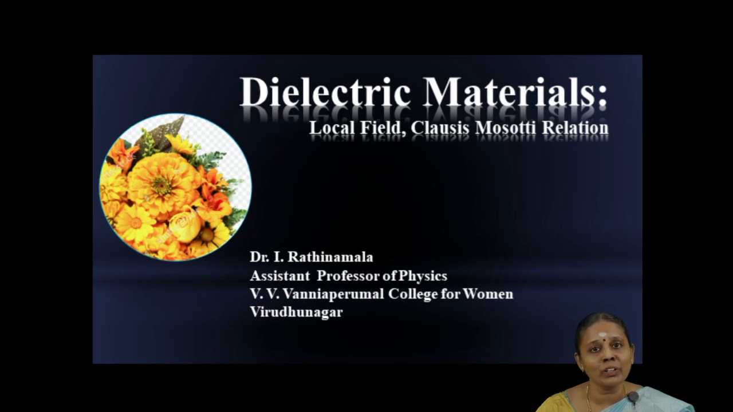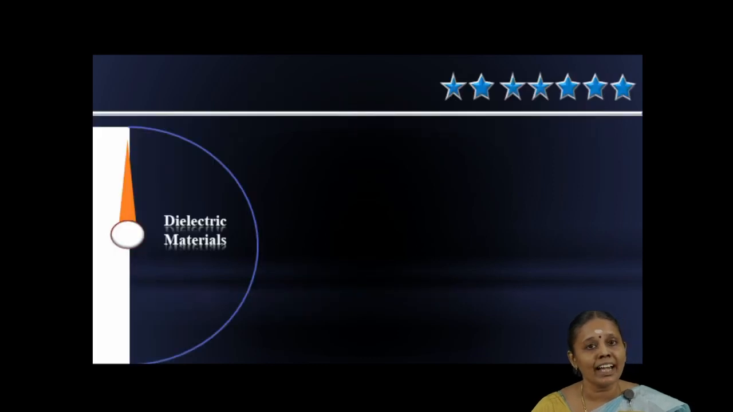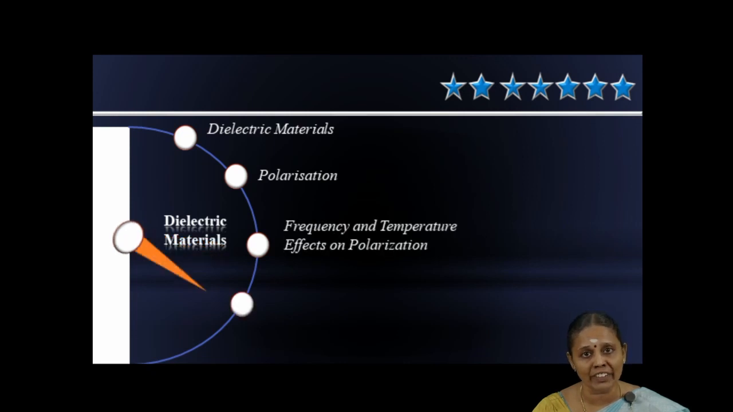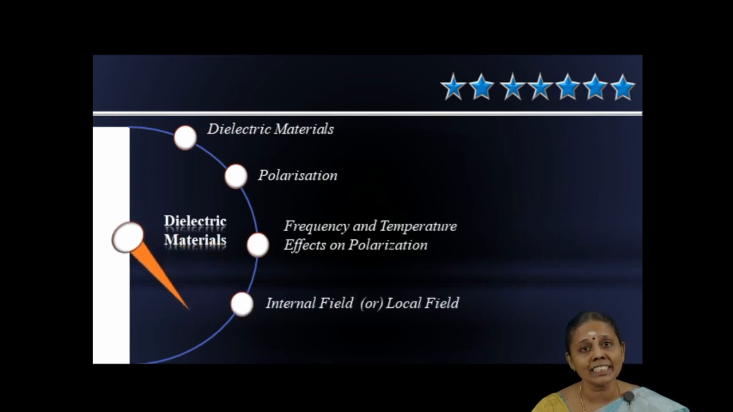Today, in this module, I am going to explain the details behind dielectric materials. Here is the objective of this module. First, dielectric materials, then polarization, then frequency and temperature effects on polarization. Next, let me derive an expression for internal field, then Clausius-Mossotti relation.